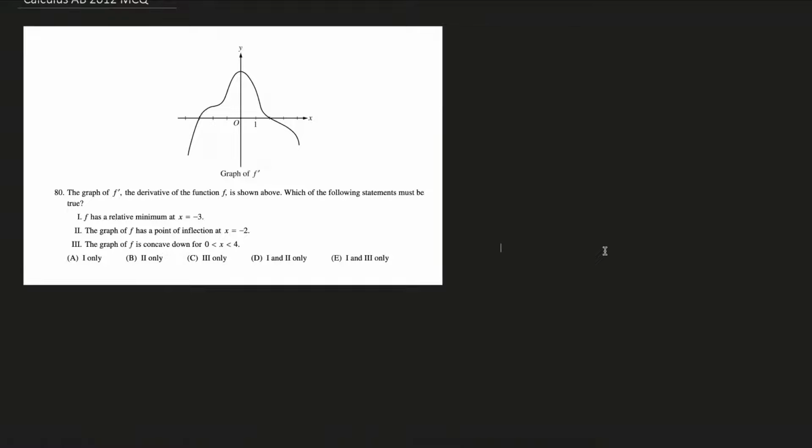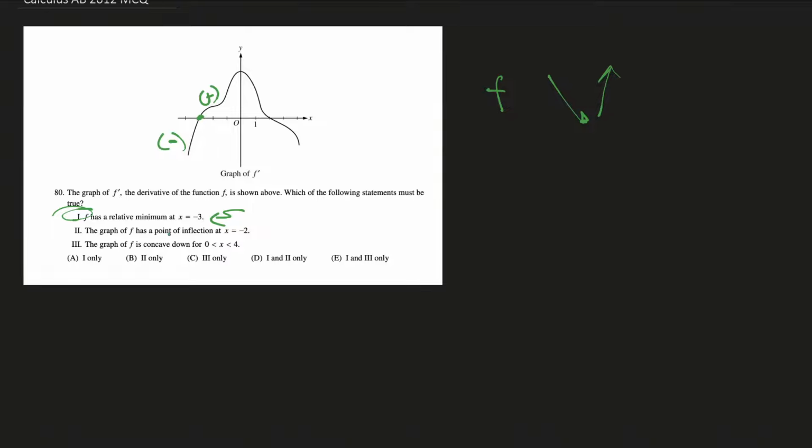Alright, 80 shows a graph of f prime. The derivative of the function f is shown above. Which of the following statements must be true? Keep in mind this is the graph of f prime. Number 1 says f has a relative minimum at x equals -3. So this is the point we're looking at. F prime of x is negative before it, which would mean f is decreasing before x equals -3 and increasing after, which would imply f goes down and then back up. This must mean there's a relative minimum. That's correct. So 1 is good.